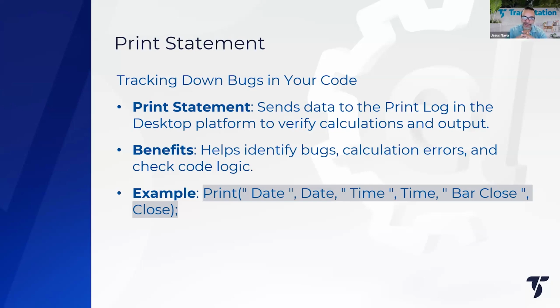We'll talk about date a little bit once we start printing out into the print log. Same with time, same with bar close. A lot of times we have these labels added into the print statement so that they get printed exactly as the word is inside quotations. So think of those as column headers, or words that are printed exactly as they are inside the quotations.